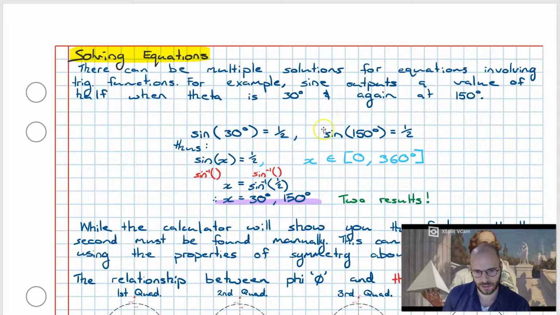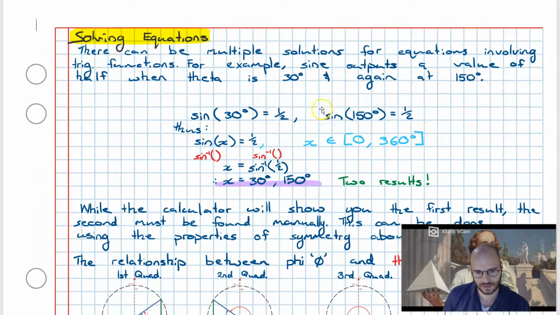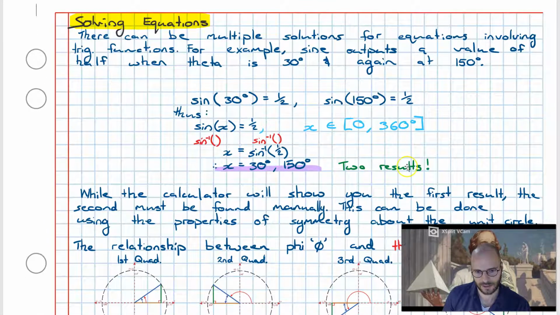For example, the sine function outputs a value of a half when theta is equal to 30 degrees and again when it's equal to 150 degrees. This is illustrated with the math shown here. So what you can see is that sine 30 degrees is equal to a half. So if you put this in the calculator, you'll get a half. And similarly, if you put sine 150 degrees in your calculator, you'll also get a half.